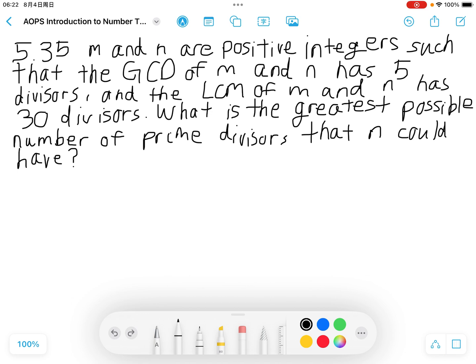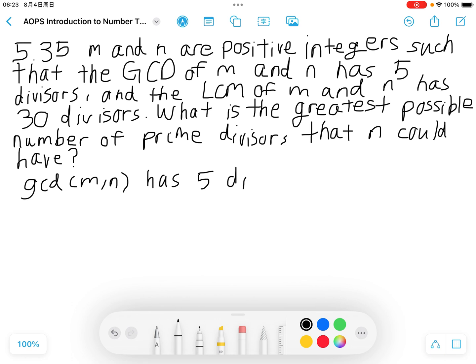So for m and n right now, the most important clue is the GCD, because the GCD is our minimum. So despite the fact that we want n to have the greatest possible number of prime divisors, we need to have a minimum first. So we know that the number of divisors of GCD(m, n) is equal to 5. What does this mean? This basically means that GCD(m, n) has 5 divisors. So what does this mean?